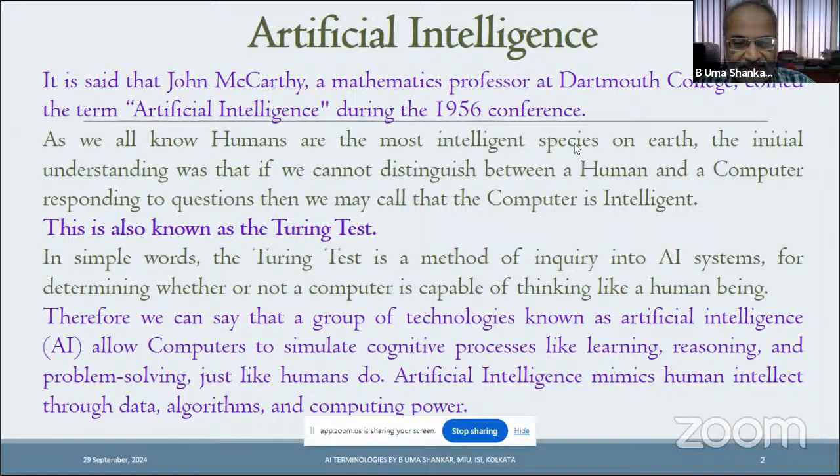Therefore, we can say that a group of technologies known as artificial intelligence allow computers to simulate cognitive processes like learning, reasoning, and problem solving, just like humans do. Artificial intelligence mimics human intellect through data, algorithms, and computer power.